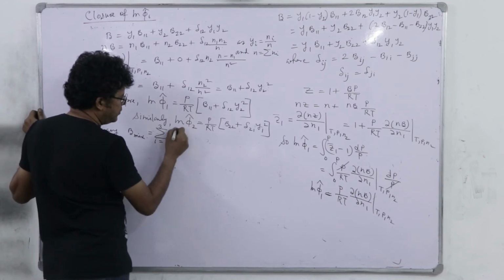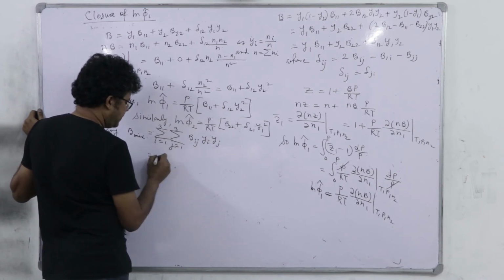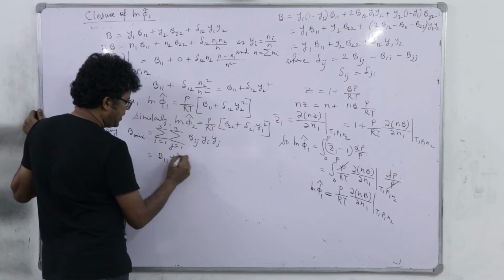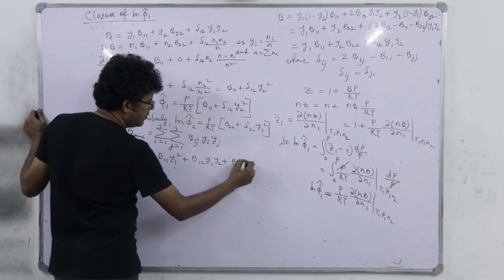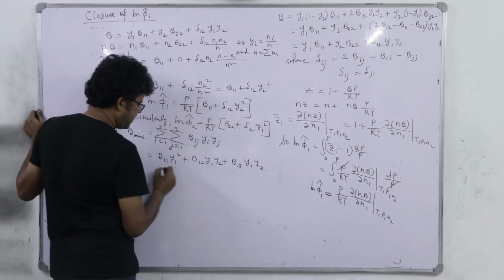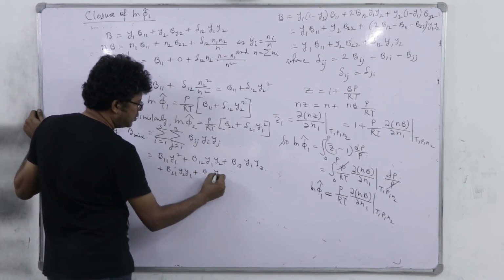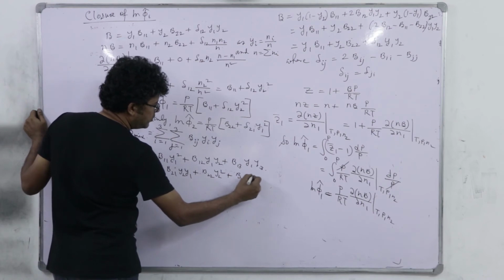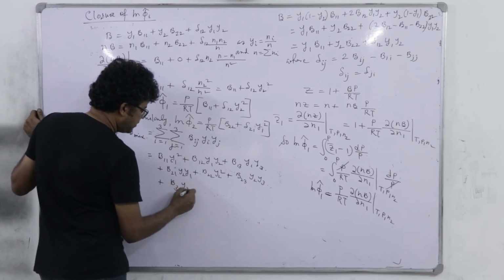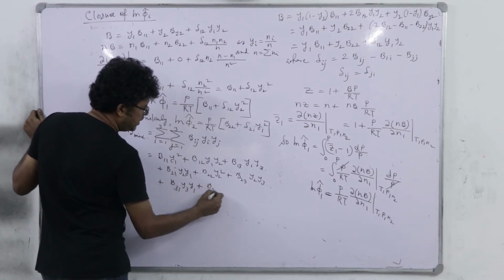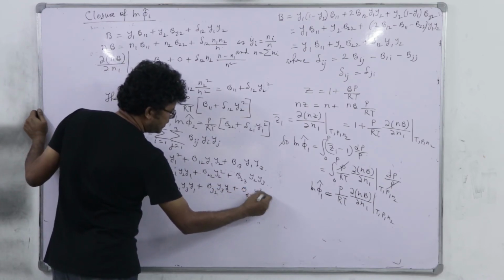Summation i, j equal to 1 to 3, Bij yi yj. So, it will be B11 y1 square, B12 y1 y2, B13 y1 y3 plus B21 y2 y1, B22 y2 square, B23 y2 y3 plus B31 y3 y1, B32 y3 y2 plus B33 y3 square.